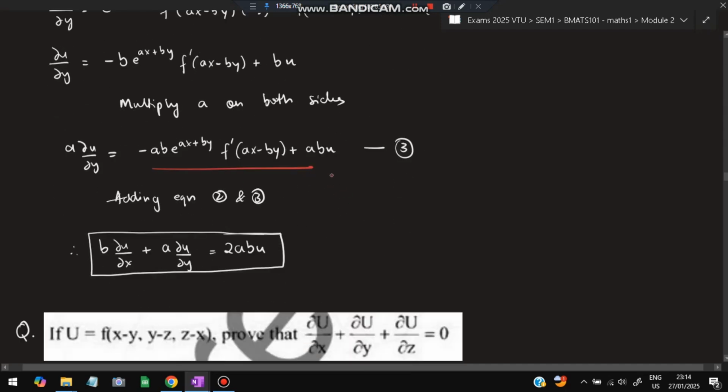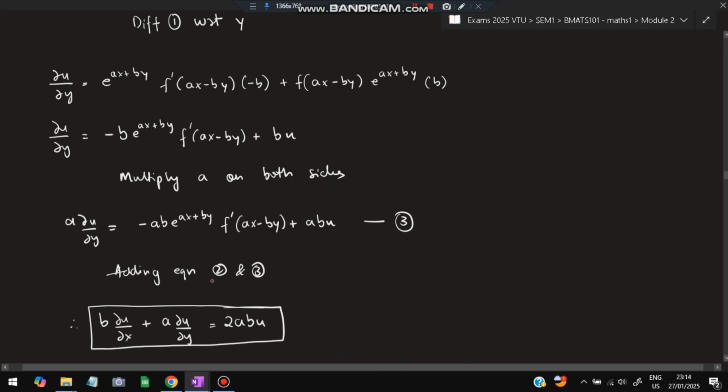After that, we'll be adding both the terms 2 and 3. So when we add both of the terms, we'll be getting b du by dx plus a du by dy is equal to 2abu. This is the thing which we need to prove.